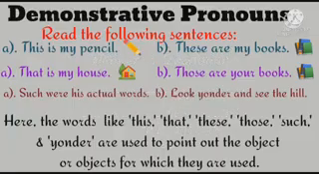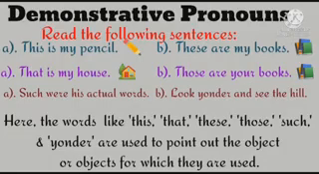To understand demonstrative pronouns, let's read the following sentences. This is my pencil. These are my books. That is my house. Those are your books. Such were his actual words. Look yonder and see the hill. Here the words like this, that, these, those, such, and yonder are used to point out the object or objects for which they are used.